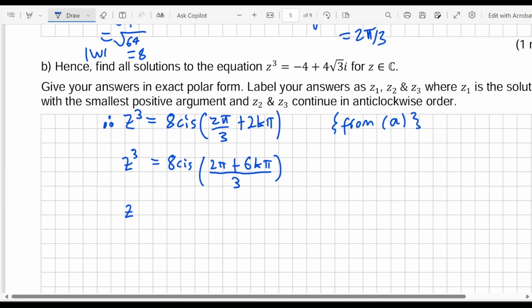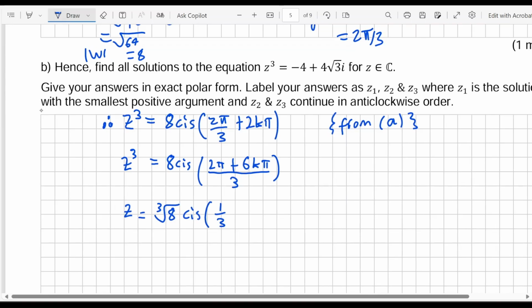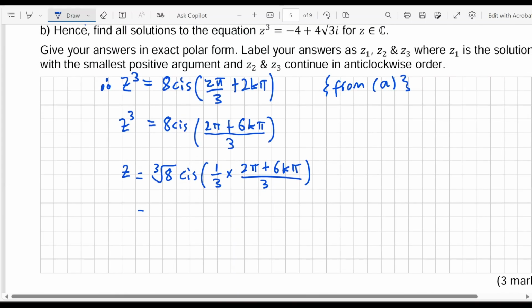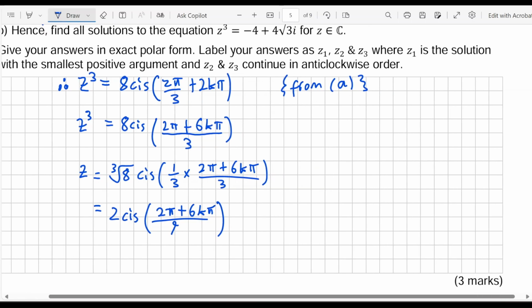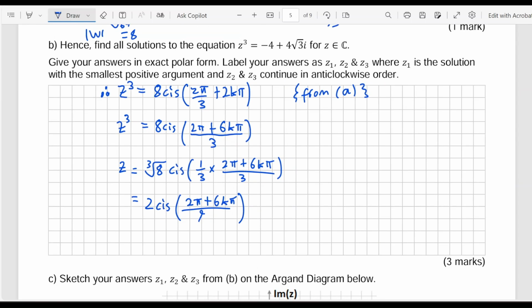So z is going to be the cube root of 8 cis of 1 over 3 times all that stuff. So 2 pi plus 6k pi over 3. If we work out what all that is, it's going to be 2 cis of 2 pi plus 6k pi all over 9. Wonderful. All right. So let's plug in our k values and we'll see what we get.